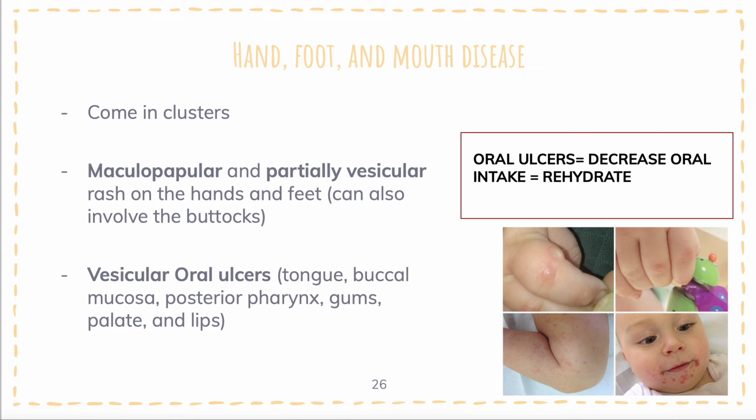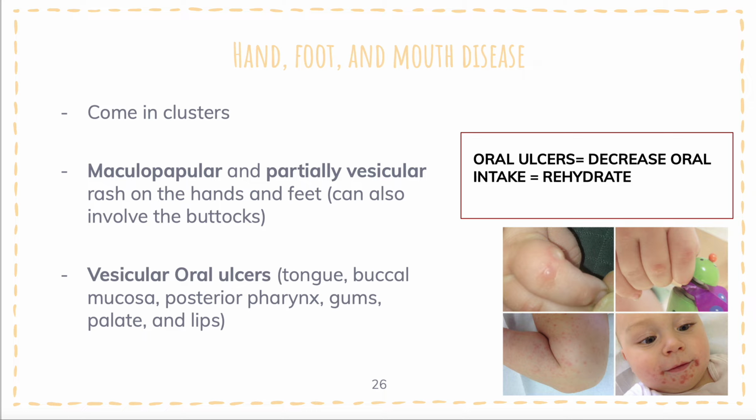Usually we have two types of rashes. We have a maculopapular rash and we have a vesicular rash in this entity. So the maculopapular or partially vesicular will come on the hands, feet, and buttocks. And the vesicular rash will usually come on the tongue, buccal mucosa, posterior pharynx, gum, palates, and lips.